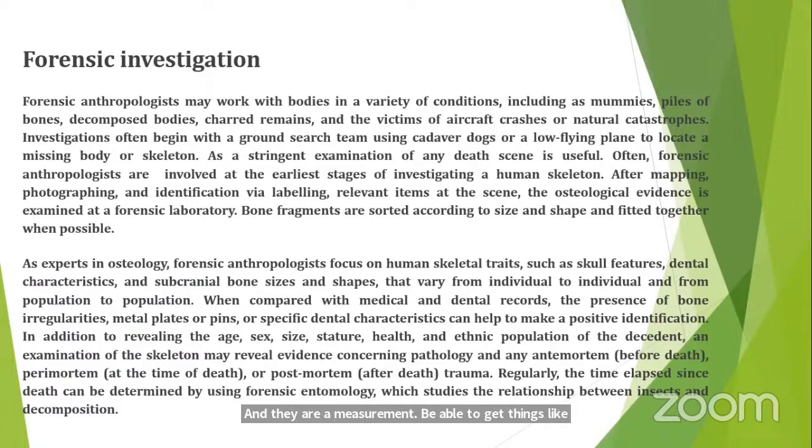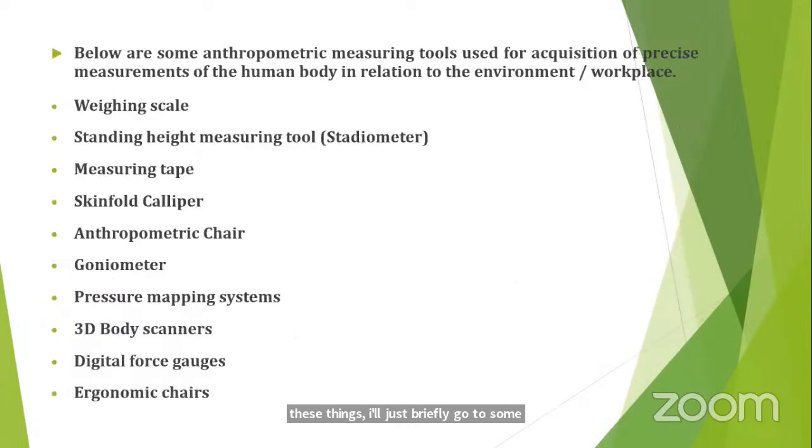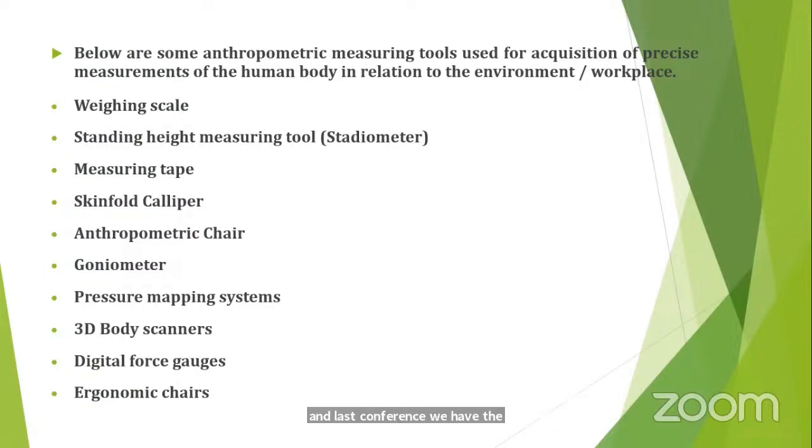Have you wondered how come in a particular car, once someone sits in it, whether you're tall or short, you're comfortable? Anthropometry is part of the science that helps us discover all these things. I'll just briefly go through some of the tools that we speak about. The tools for anthropometry that we use are things like the weighing scale, measuring tapes, skin fold calipers, goniometers, and pressure mapping systems.